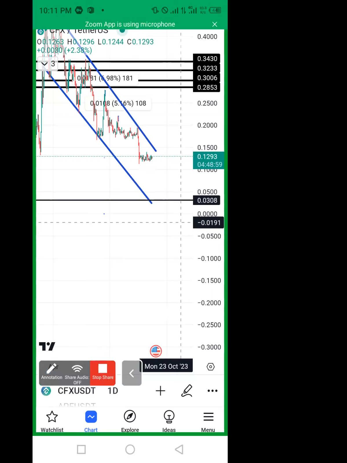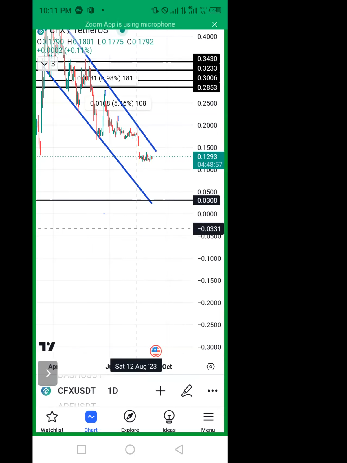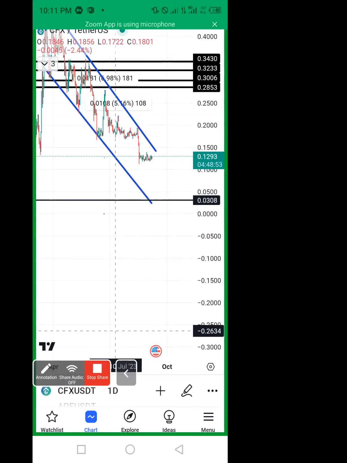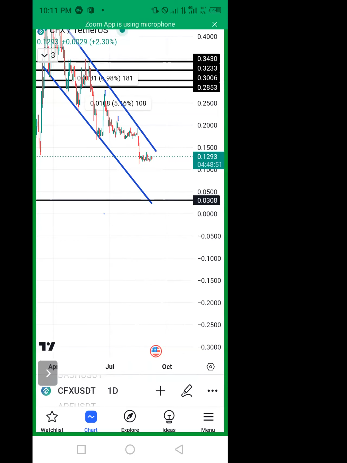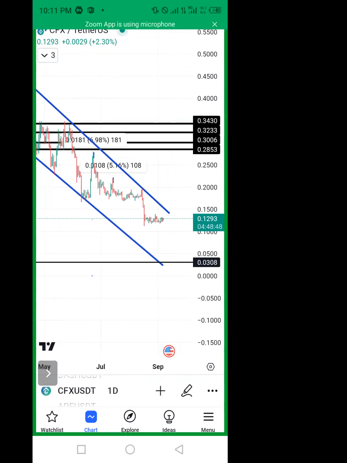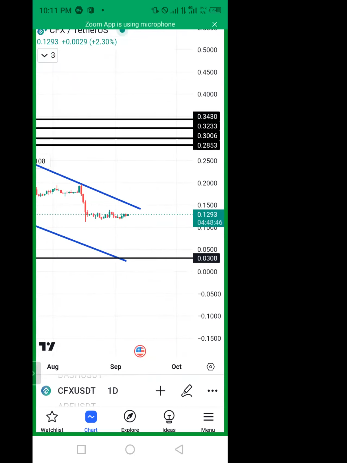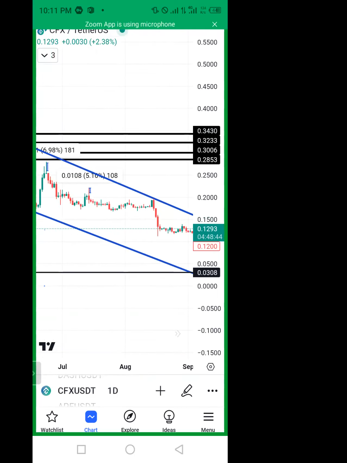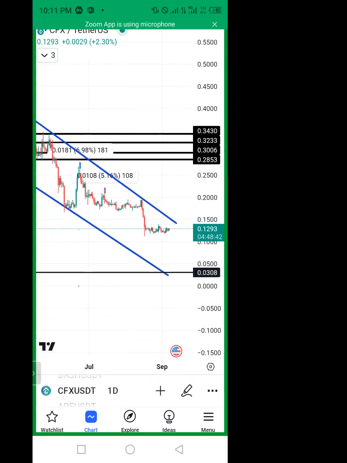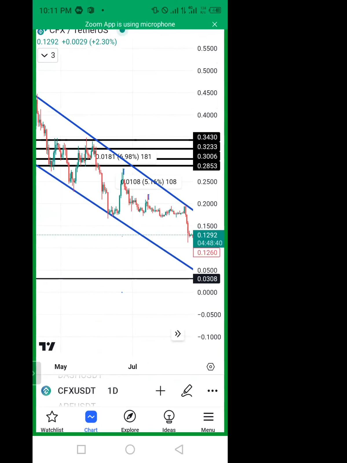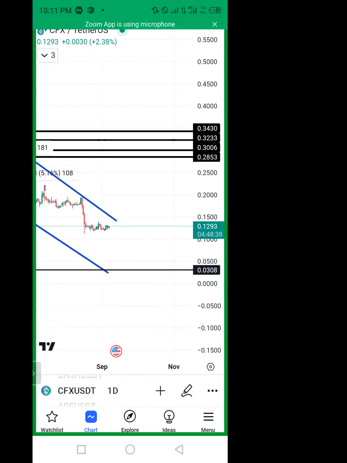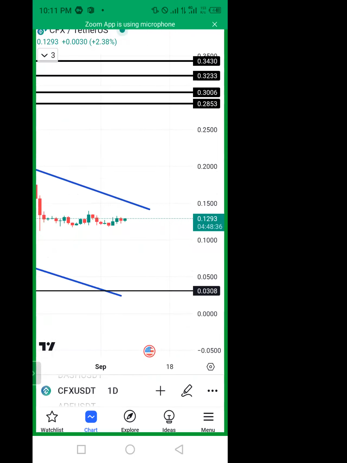But again, people, if you want to find out the support and resistance, the simplest way, as I said, is to go to a one-day chart. You can see it has been ranging for some days, but in the general trend, it is a downtrend. Okay, go to your charts.